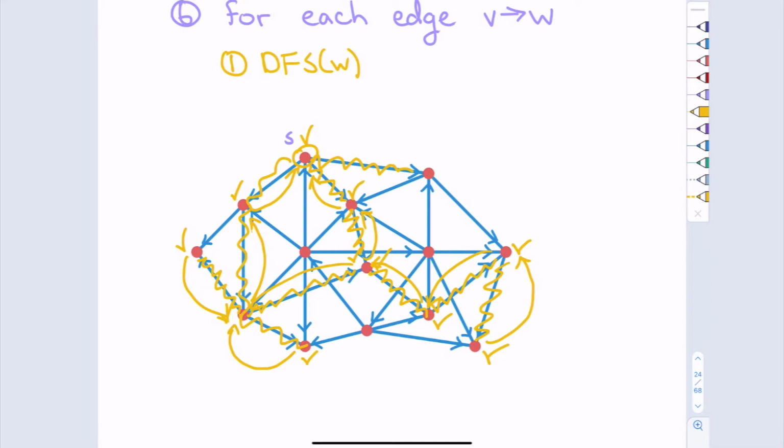I'll go here. We mark it. Maybe I'll search here. That's already checked, so I exit right away. I go here. That's already there. That's already there. Now I'm back in that root call at DFS of S, but I've already gone through all of its edges. And now I'm done.